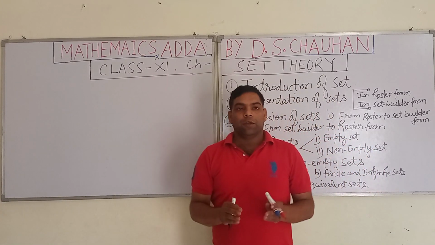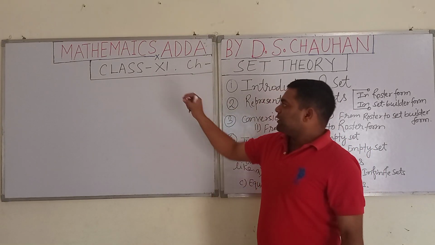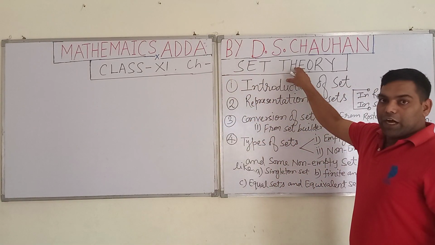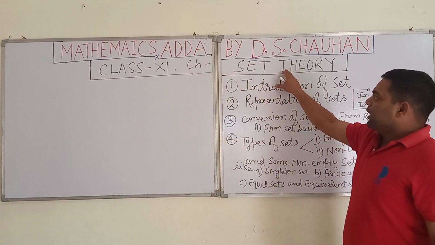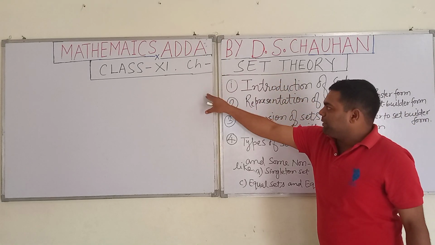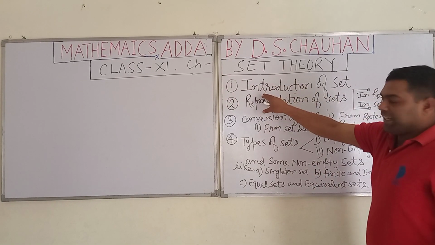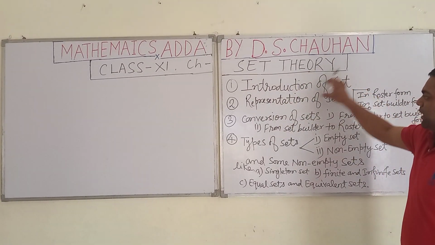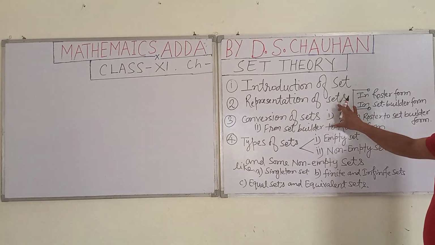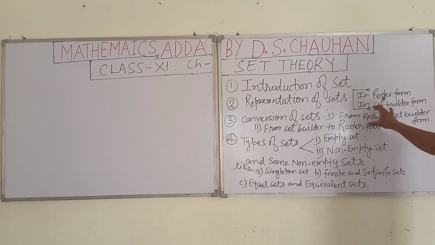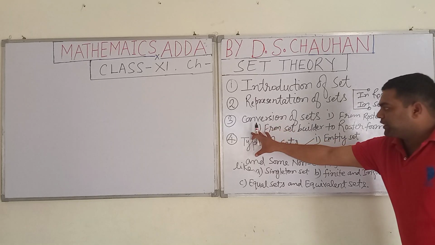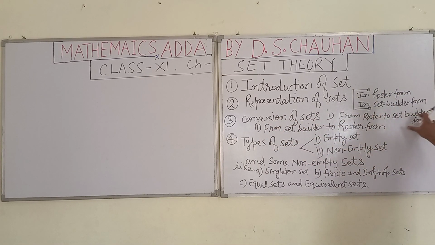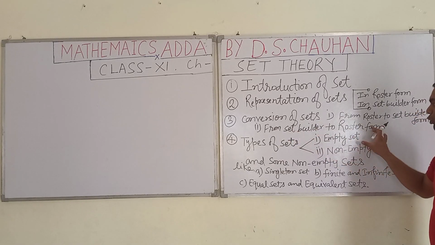Students, today I am going to start the syllabus of class 11th chapter set theory. A very important chapter, students. This is the first chapter of class 11. Today in this lecture I am going to discuss the introduction of sets, representation of sets in roster form and set builder form, and conversion of sets. There are two types of conversion: from roster to set builder and from set builder to roster.